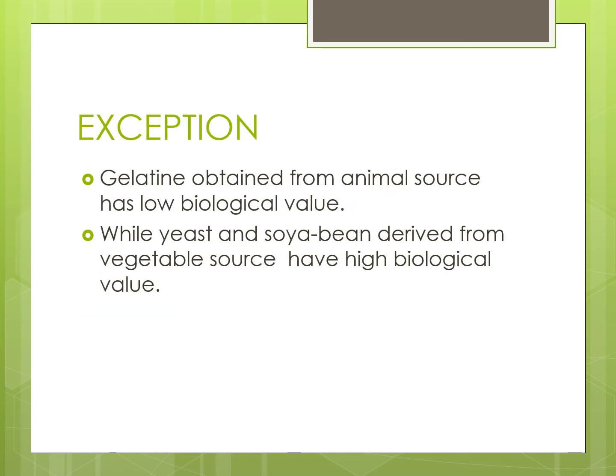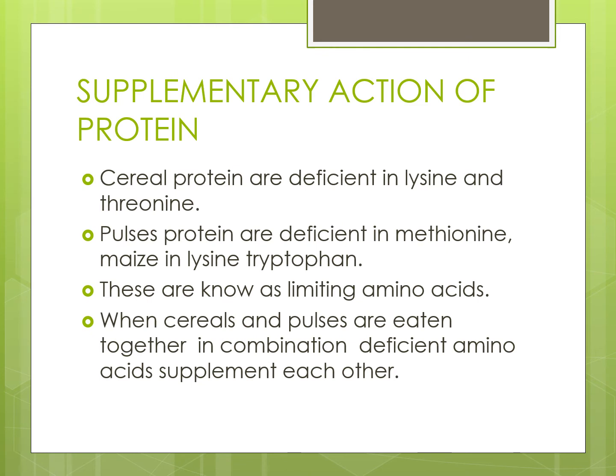Exception to this case is gelatin, which is obtained from animal source and has low biological value, while yeast and soya bean, which is derived from vegetable source, have a high biological value. Supplementary action of protein. Man derives protein not from a single source but from a variety of food sources, be it animal or vegetable. Cereal protein are deficient in lysine and threonine, and pulse protein in methionine. These are known as limiting amino acids.